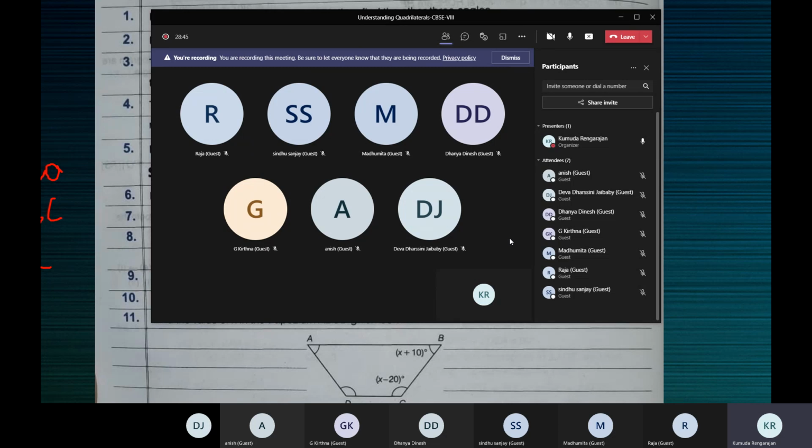All of us are there, but all of us are not participating. Anish is there, Devadarshini, Danya is participating, Keetana is there, Madhumita is participating, Raja, Sindhu and Sanjay. Only three of you are participating. What about the other children? Please share your answer.